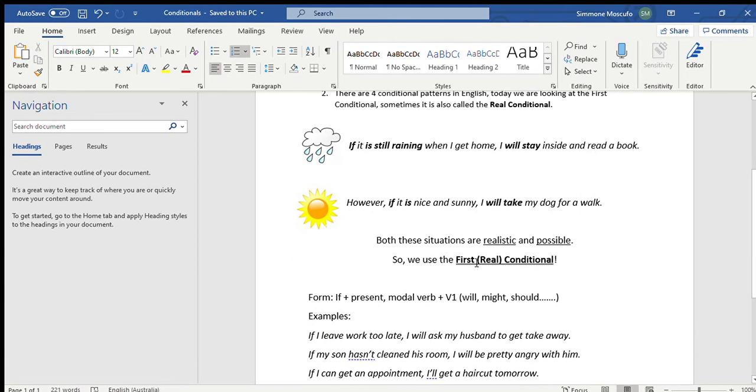Now, it's really important that we understand with the first conditional, the hypothetical situation that we're talking about must be realistic and possible. So it's not a crazy idea. It's something that is realistic and possible. It is realistic today because it's winter and the weather's cold. It is realistic that it might be raining when I get home this afternoon. It's also realistic that it might be nice and sunny, because the weather changes a lot.